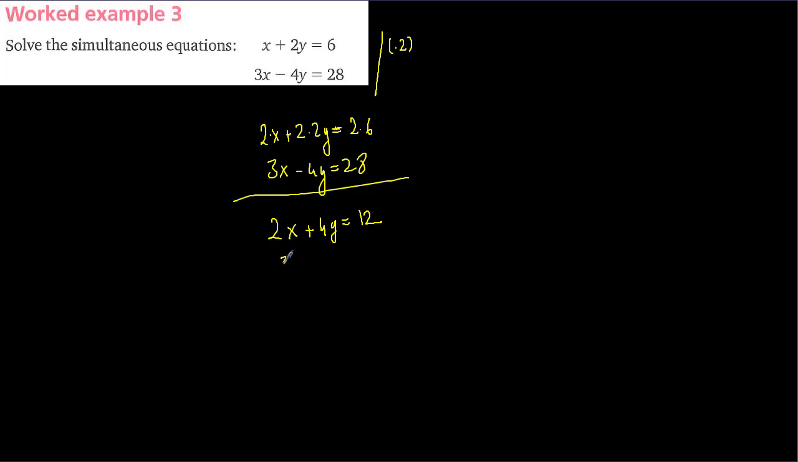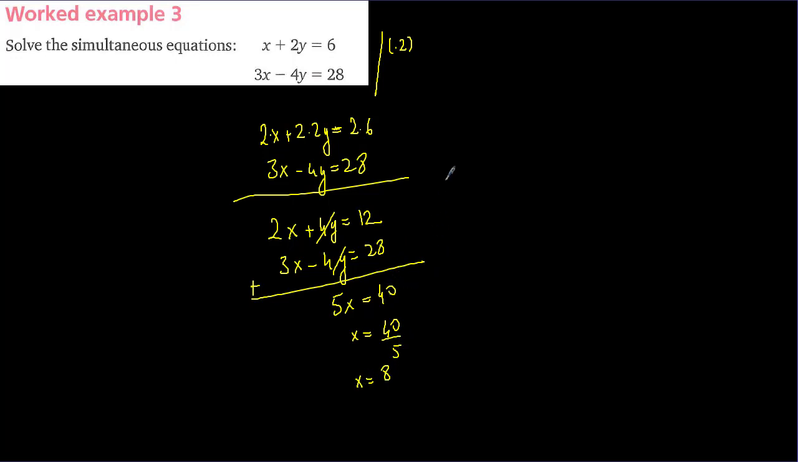The second equation was 3x minus 4y is equal to 28. When I do the side-by-side addition, this 4y and this minus 4y simplify each other. So 2x plus 3x is equal to 5x, and 12 plus 28 is equal to 40. So x is going to be equal to 40 divided by 5. X is going to be equal to 8.